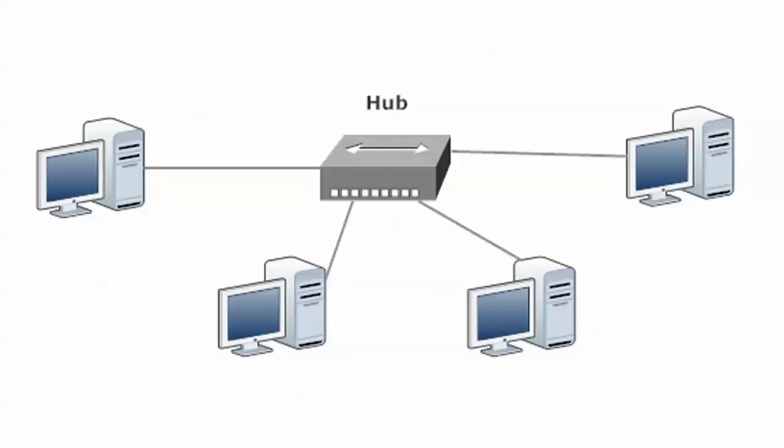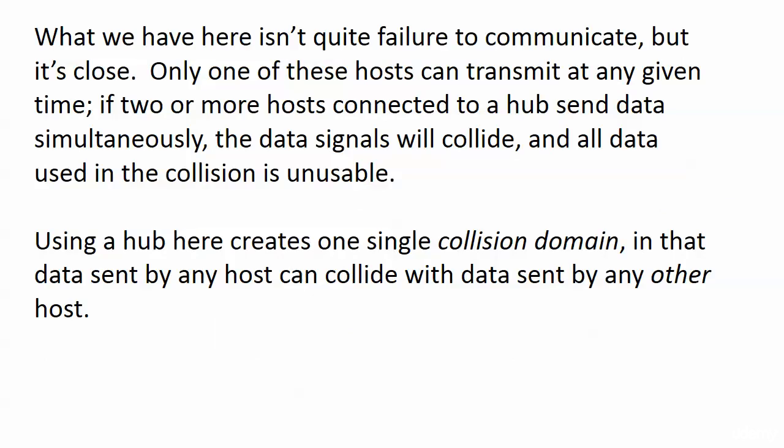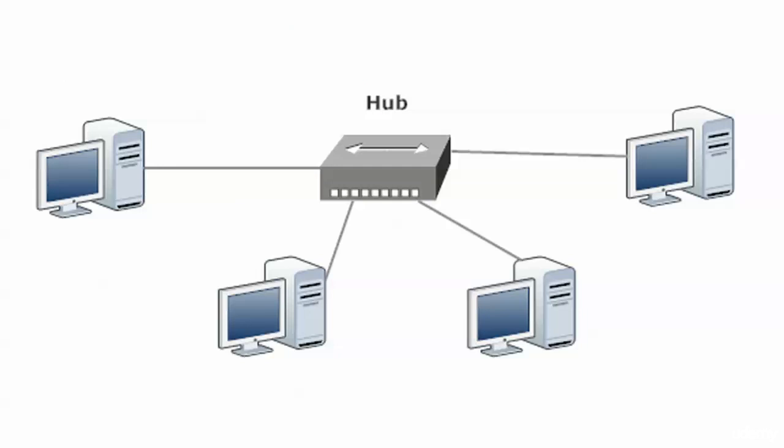And here's that symbol I was talking to you about. If you see this on your exam, job interview, practice exam, wherever, you've got to know that's a hub and not be told. So you're looking at one line with an arrowhead on each end. And we're looking at a hub here with 4 PCs, and what we have here isn't quite failure to communicate, but it is close, because only one of these hosts can transmit at any given time.